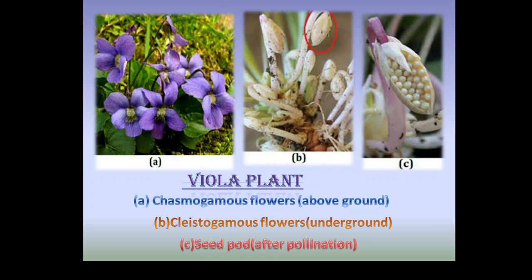This is a viola plant. The letter A is the chasmogamous flower, which is above the ground. Then cleistogamous, that is underground, and seed pod after pollination. You can see these pictures. Just have a look. I will wait for 5 seconds. Done.